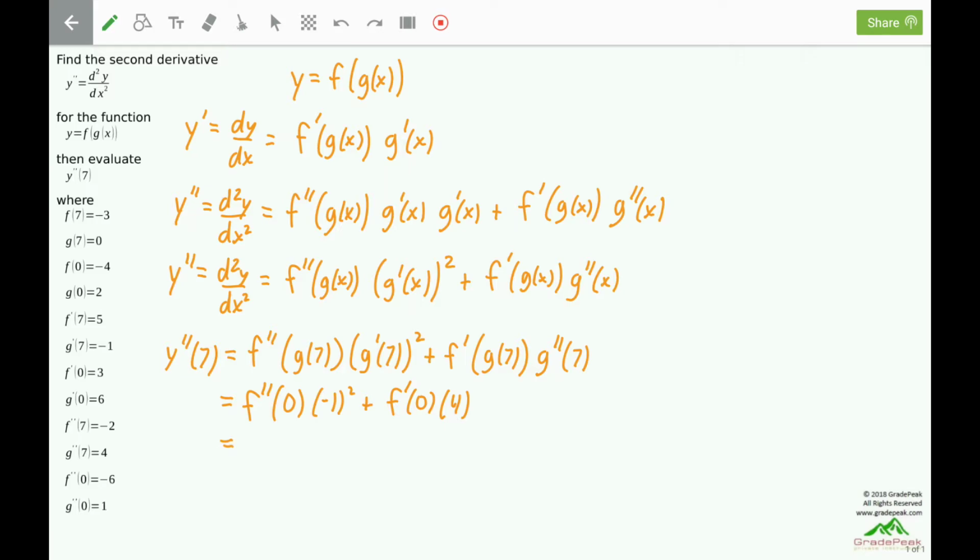So now I need to find f double prime of 0. f double prime of 0 is right here, it's a -6, times a -1 squared, -1 times -1 is a +1, plus an f prime of 0, f prime of 0 is right here, which is a 3, times the 4. -6 times a 1 is a -6, plus 3 times 4 is a 12, and a -6 plus a 12 will be a +6.